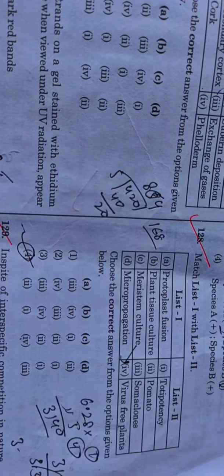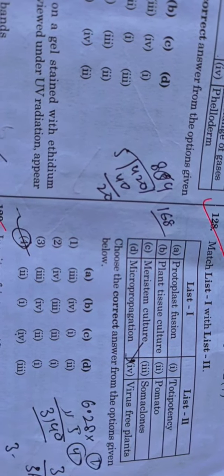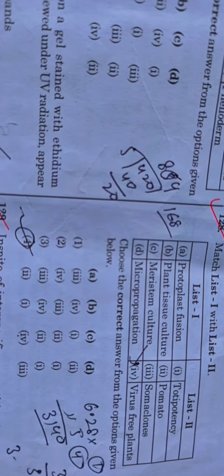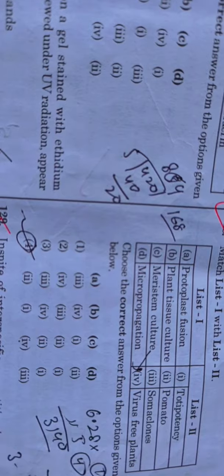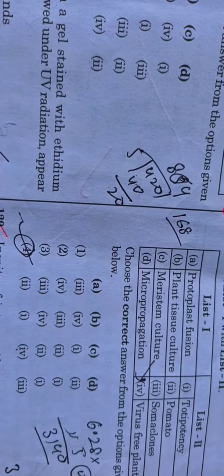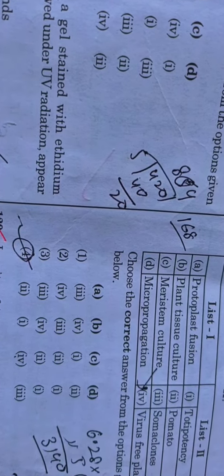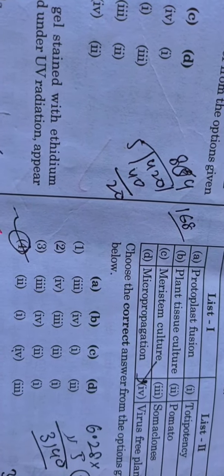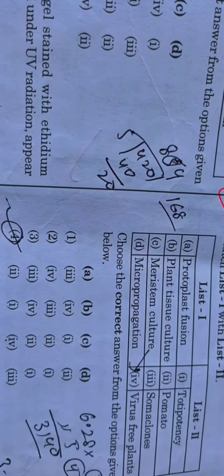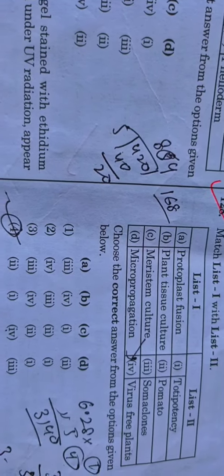Now moving on to question number 128. Match list 1 with list 2. List 1, protoplast fusion. So protoplast fusion goes with pomato, because we get pomato by fusion of protoplast of potato and tomato. So A goes with 2. Plant tissue culture goes with totipotency. And what is totipotency? It is the capacity to generate a whole plant from any cell or any explant. C, that is meristem culture. Meristem culture is used to grow virus-free plants. So it goes with 4. Micropropagation is associated with somaclones. So D goes with 3. So option number 4 will be the correct answer.